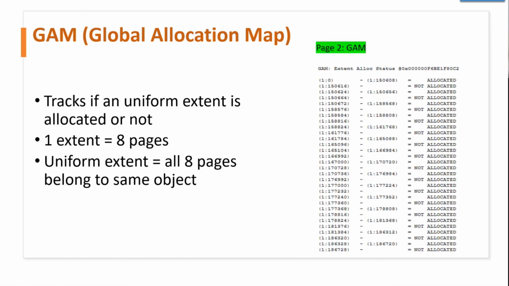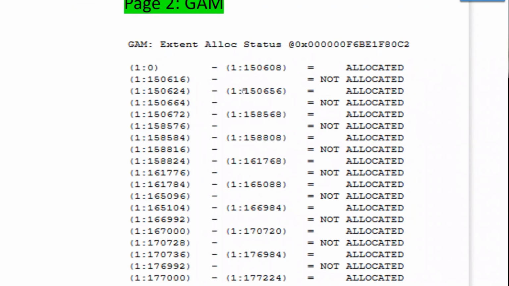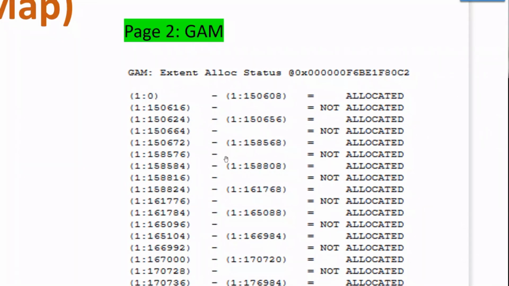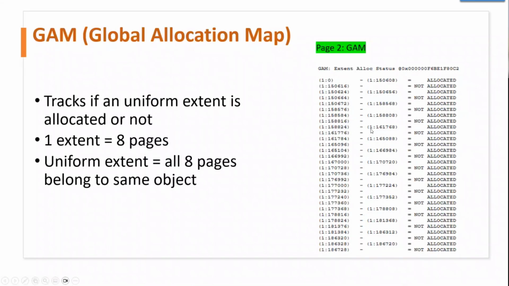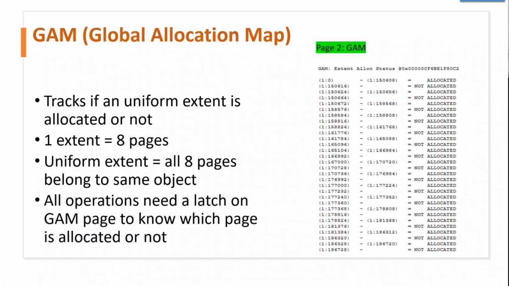And if you look at the image of a GAM page, let me zoom in again to show you the allocation and deallocation here. So you can again get this by doing DBCC PAGE. So this is file ID 1, page 0, file ID 1, page 150,608. If you see all these pages, they are allocated. And if you look at this page 150616, see how it says not allocated. So again, all the operations need a latch on this GAM page to know which page is allocated and which page is not allocated.